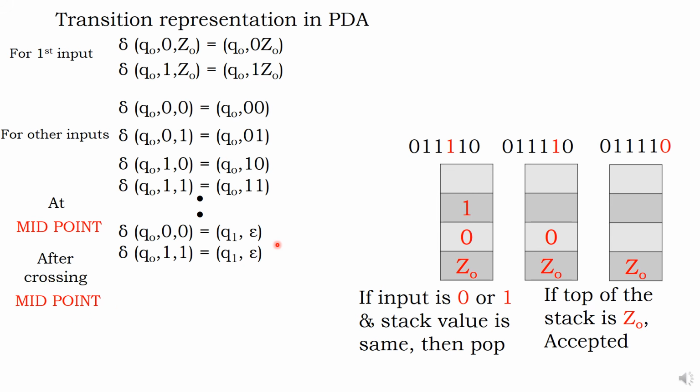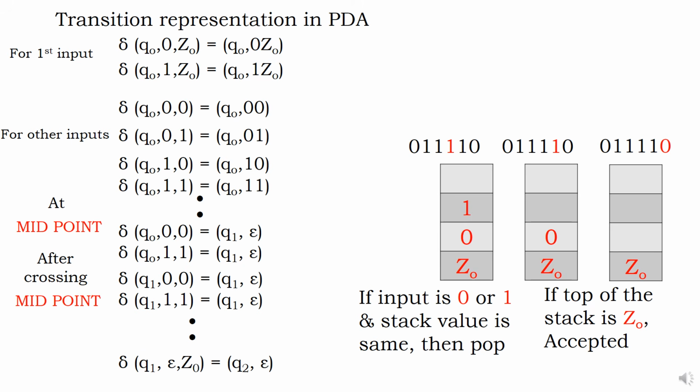So Q1 it will maintain. After crossing the point, the same equation I will repeat. Q1 only will come because the state remains the same. Next, continue. Now let us go to the last one. If the input is epsilon and the top is Z0, then just push.